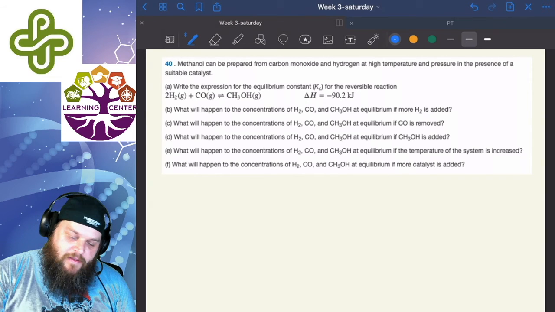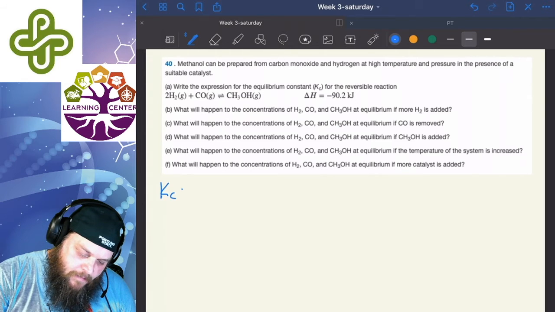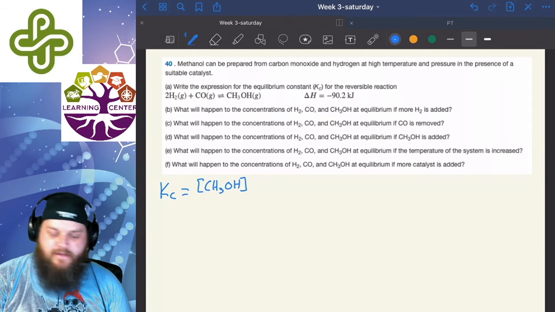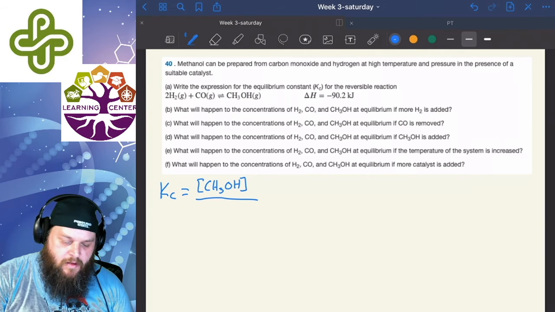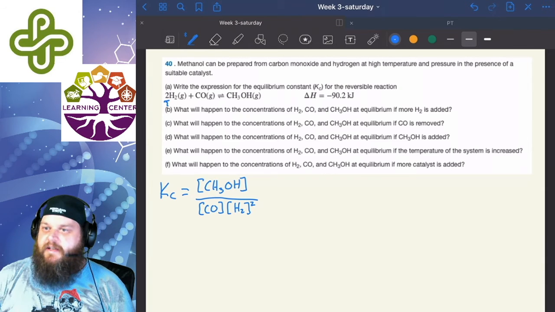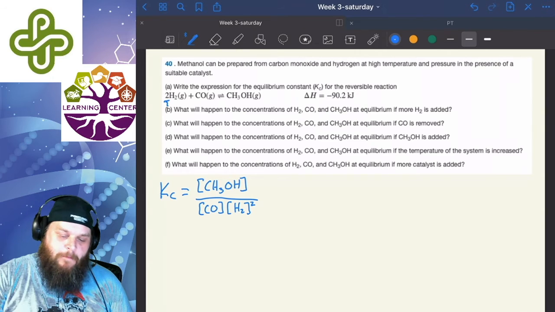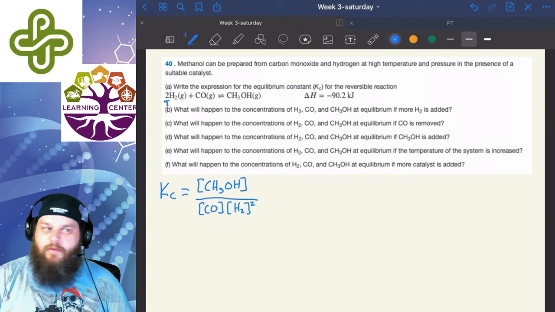So to write out this equilibrium constant, Kc is going to be equal to the concentration of CH3OH, which is a gas, so it counts, divided by the concentration of CO times the concentration of H2. And H2 we have to square because it has that coefficient of 2. We multiply all those together, and that's going to be our basic equilibrium constant.